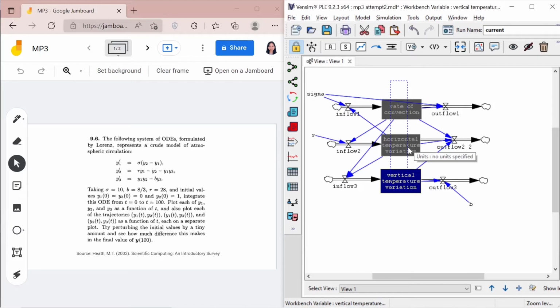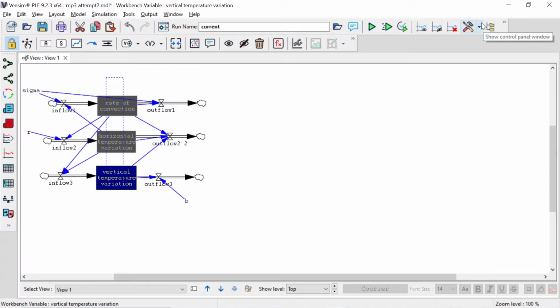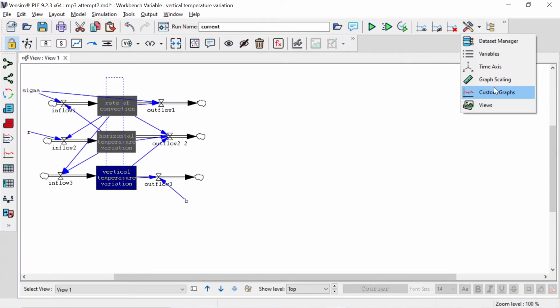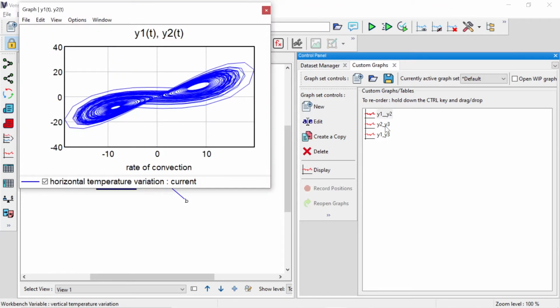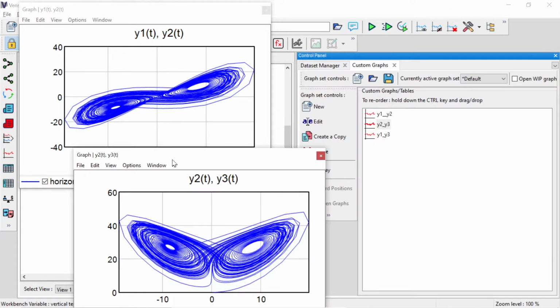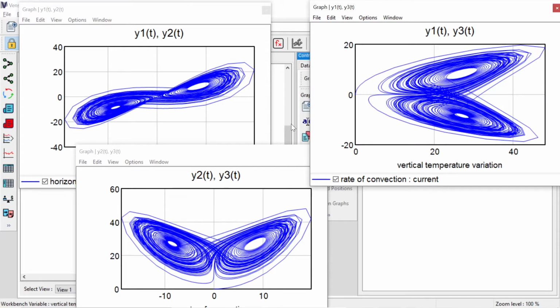The phase portraits can be constructed by customizing graphs. From the inputs, the phase portrait for y1 versus y2 looks like this, for y2 and y3 like this, and this is for y1 and y3. From these three plots, we can see a butterfly effect.